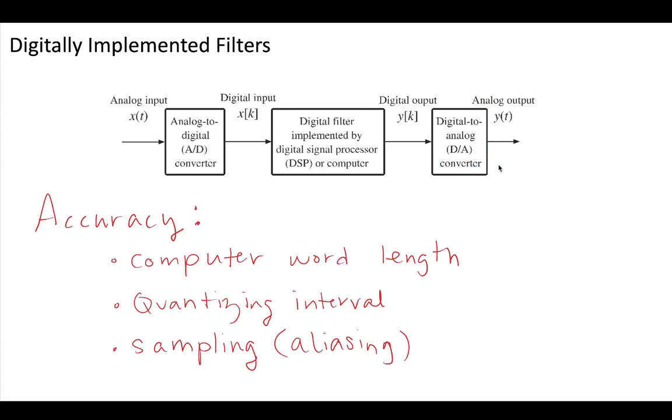The pros of this are that the accuracy will just depend on your computer word length, your quantizing interval, and your ability to sample the signal so that you reduce the aliasing.